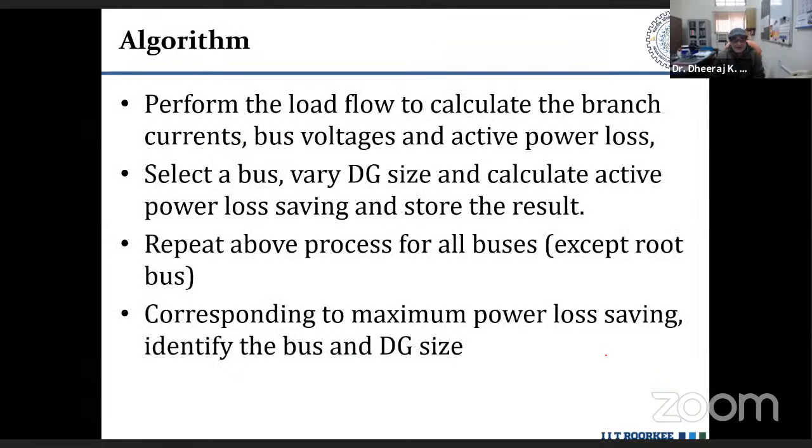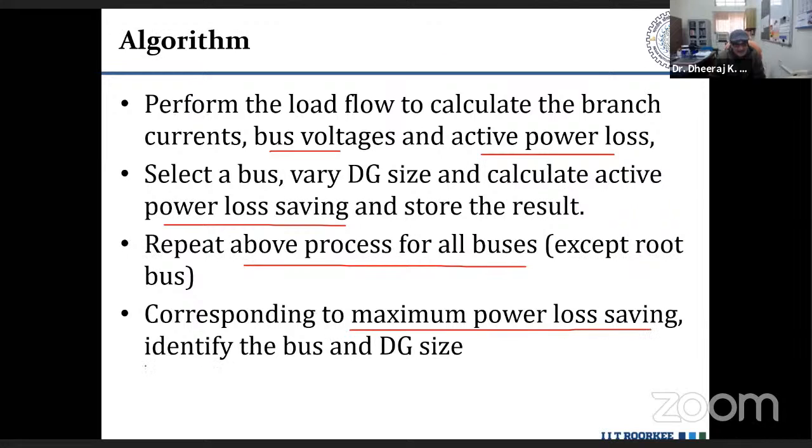So now how can we use this expression? We can perform load flow of the base case system without any DG connection in the network. We can compute the branch currents, bus voltages, and active power losses, and then we can select a bus. We can vary the DG size, and with the help of the given expression, we can compute the active power loss saving. And we can repeat this process for all buses, and then identify the maximum power loss saving and the corresponding bus and DG size.